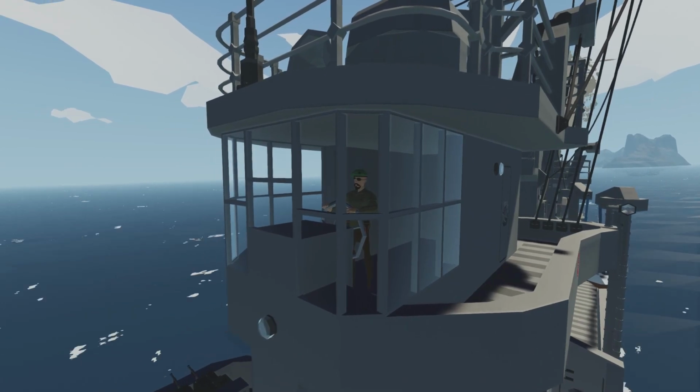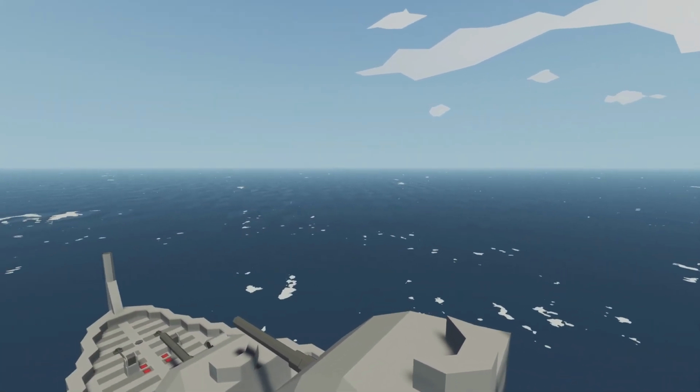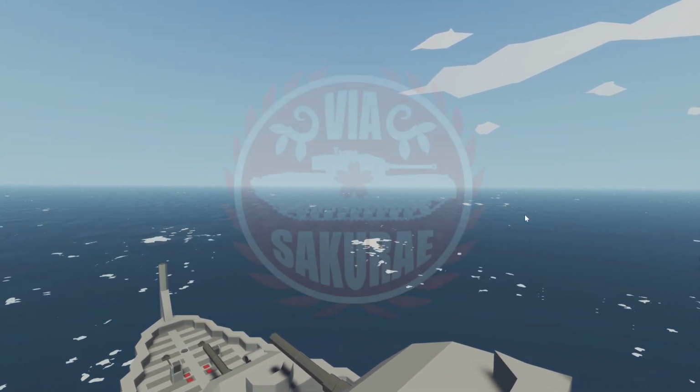Today we will be looking at the basics of buoyancy, what objects can float, and how to dynamically change the buoyancy of an object.